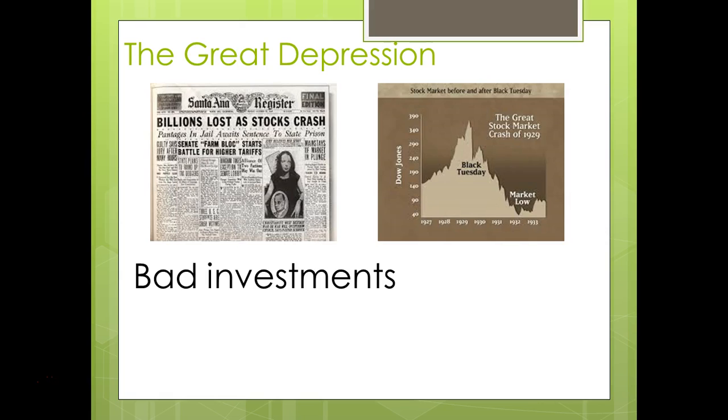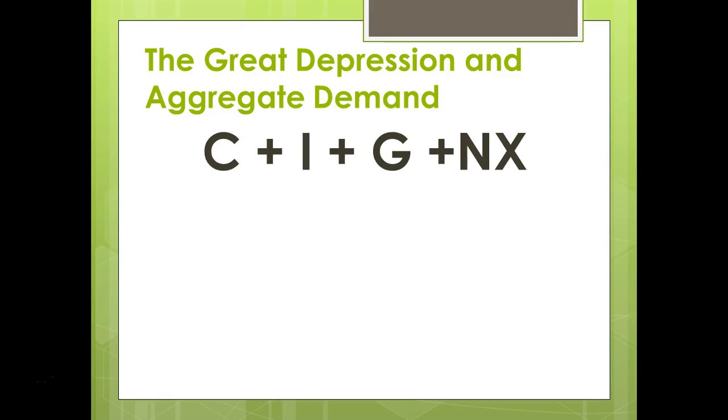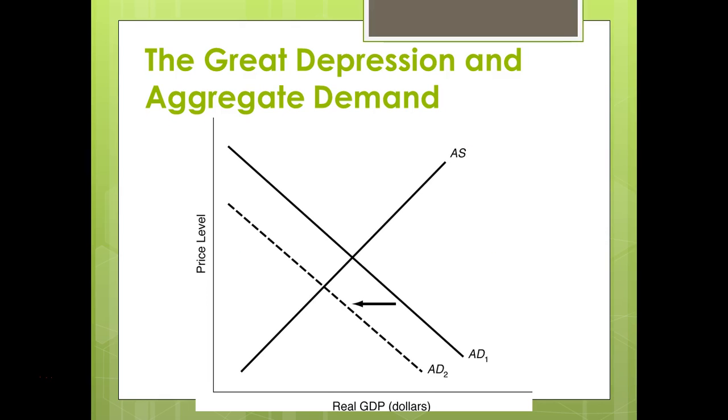In the Great Depression, there were bad investments made, banks started failing, and there was eventually high unemployment and a really bad shrinking economy. So remember, this is the equation for aggregate demand. Household consumption was going down in the Great Depression. Business investment was going down. Government spending was going down because they were making less in taxes, and net exports were going down because other countries were also having a depression. And this made the aggregate demand curve shift to the left. People were buying less, and prices were going down, which meant that businesses fired people, and so on.